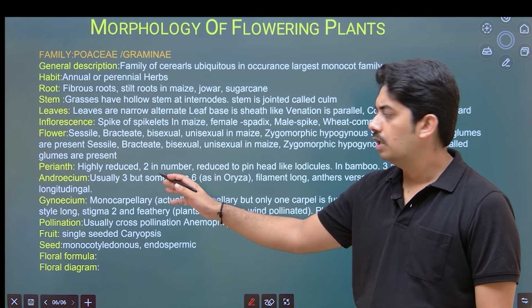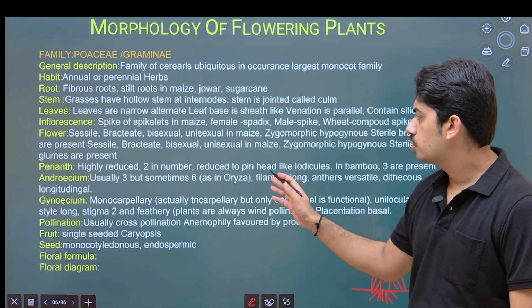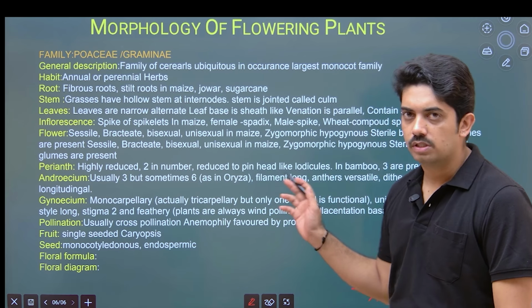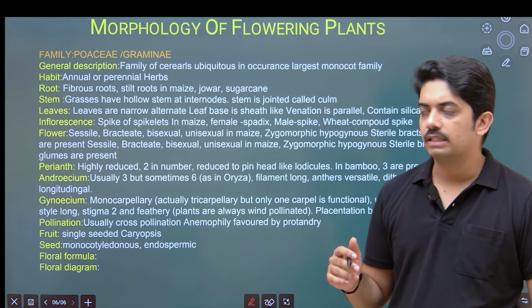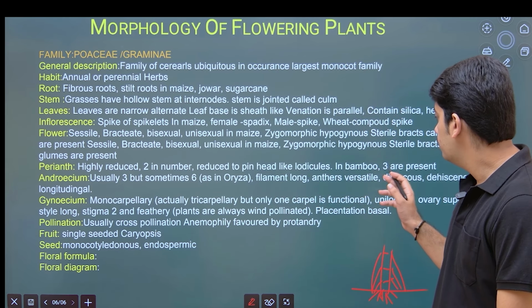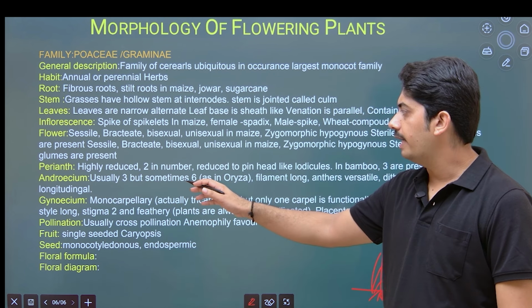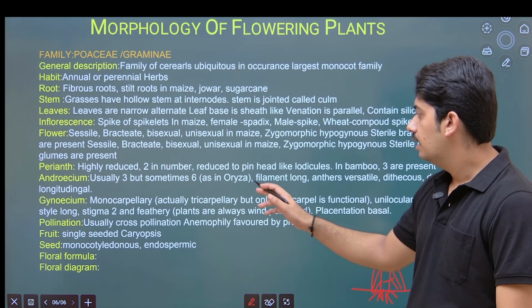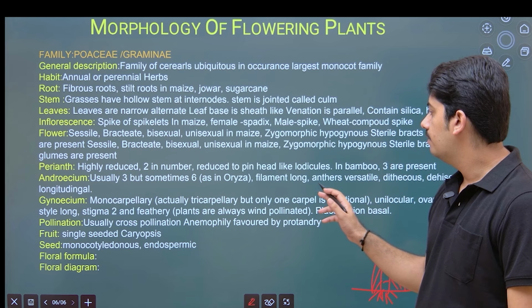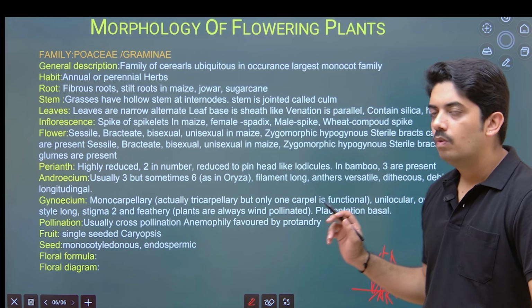Perianth highly reduced, 2 in number, reduced to pinhead-like lodicules. Here perianth we call it as lodicules. In bamboo 3 are present. This is the exception. Androecium usually 3 but sometimes 6. Example is Oryza. Filament long, anthers versatile.